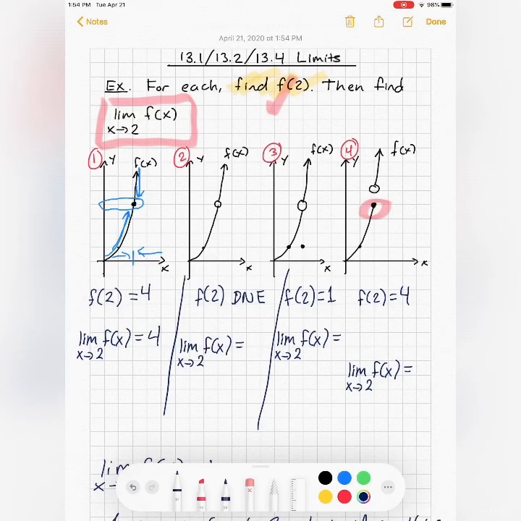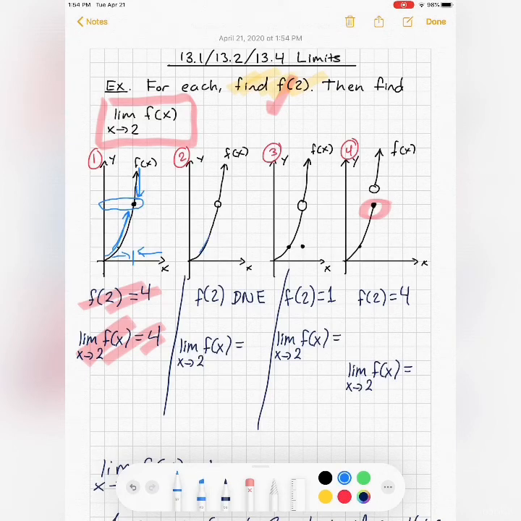Now notice for number 1, this function, it's not all that interesting because you see how the value of the limit is the same as the value of the function? Well, that actually makes sense because graph number 1 is not all that exciting. It's just a continuous curve. So the value of the limit would just be the value of the function itself because I just have a continuous function.